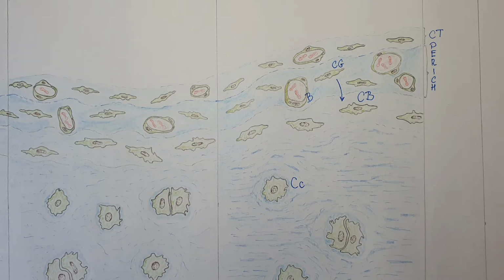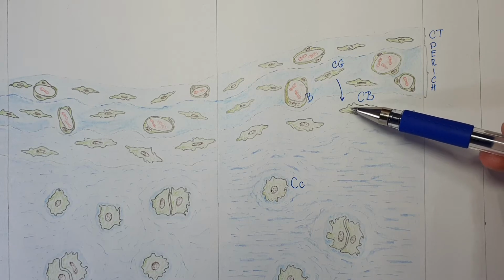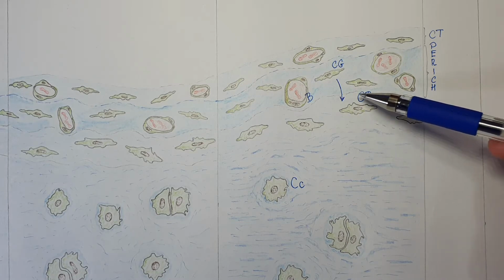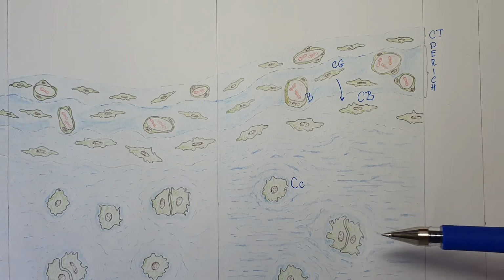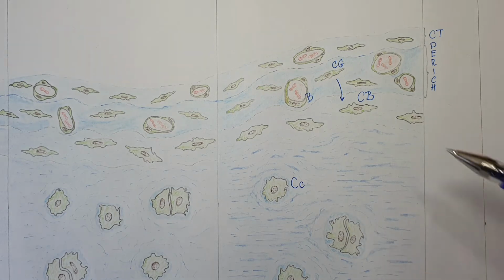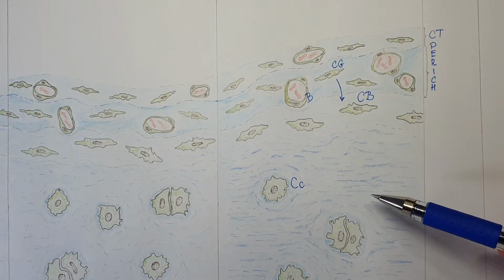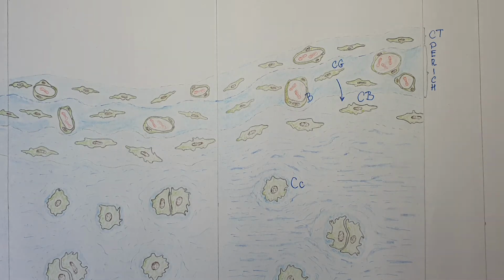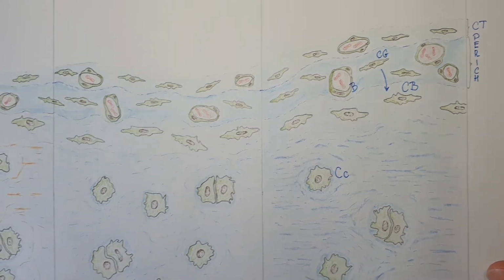So the main three cells are chondrogenic cells that can differentiate into chondroblasts. Chondroblasts, when they develop this matrix, they become chondrocytes. So these are the three main cells. Besides them, the important element is also this extracellular matrix. And the matrix is different in these three types of cartilage.